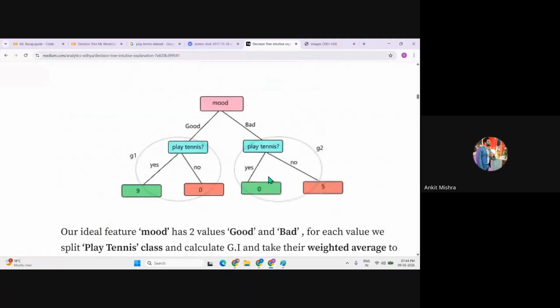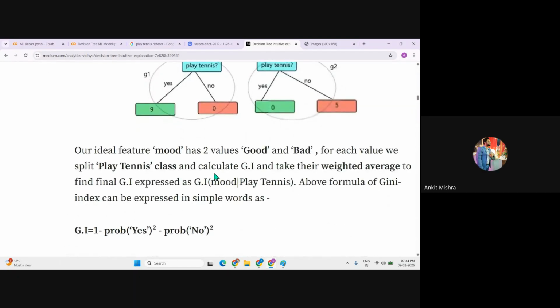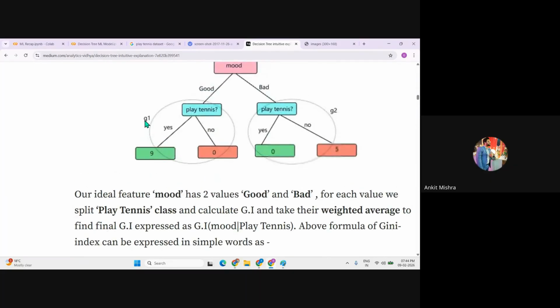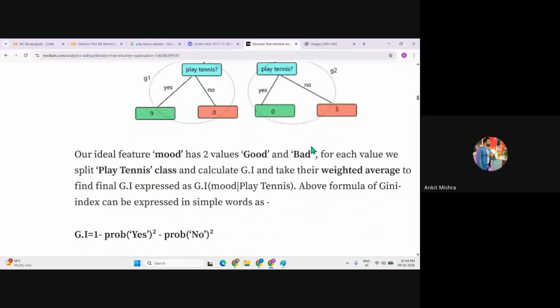Now you just need to check the Gini index of this complete mood feature, right? This one is group 1, this one is group 2. How well group 1 and group 2 are able to differentiate between yes and no becomes the Gini index for this mood feature. So you have to calculate the Gini index for this now, and this one is very easy. It's G1 multiplied by its weight, plus G2 multiplied by its weight.